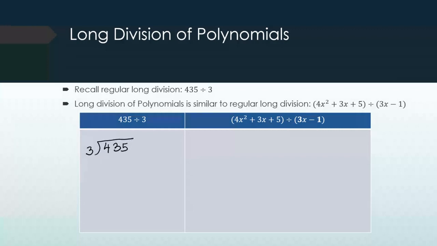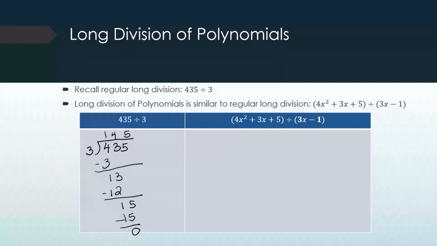And so now 3 goes into 4 one time, and then 3 times 1 is 3. I subtract, 4 minus 3 is 1, and then I drop down the next number. 3 goes into 13 4 times, 3 times 4 is 12. Subtract, get 1, drop down the next number. 3 goes into 15 5 times. 3 times 5 is 15. Subtract, no remainder. So our answer is 145.